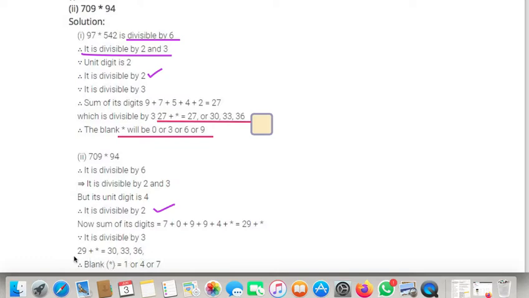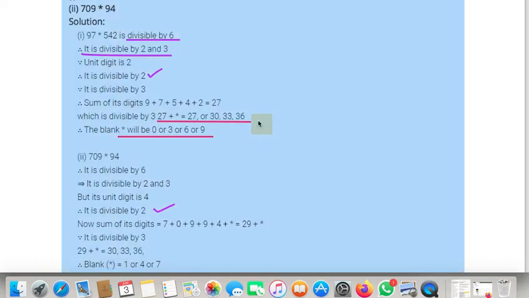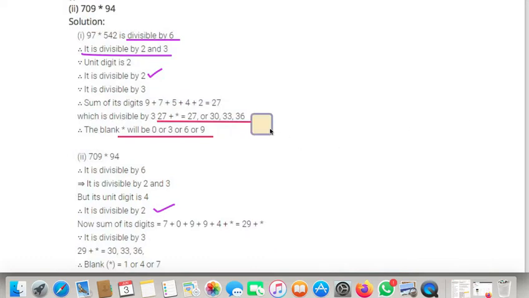If I check exactly the same way as I did for the previous one, what do I get? This time the star is equal to 30 minus 29, 1, 33 minus 29, 4, 36 minus 29, 7. Beyond that, if I take the values, it will be a 2-digit number, so we will not take it. Hope all of you have understood properly, right? So that is what it is.